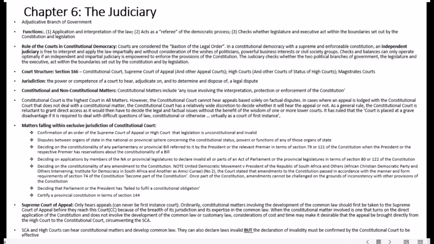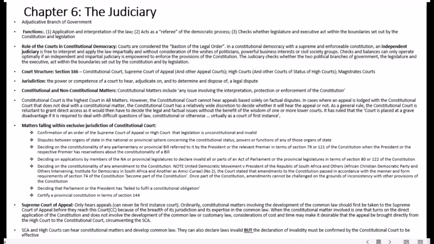But we do have matters, colleagues, which fall within the exclusive jurisdiction of the Constitutional Court. And what this means is that here the Constitutional Court is the court of first instance. You get direct access. You can go directly to the Constitutional Court if it is in respect of any of these matters. And we call them matters falling within the exclusive jurisdiction of the Constitutional Court. No other court can hear these types of matters except for the Constitutional Court.